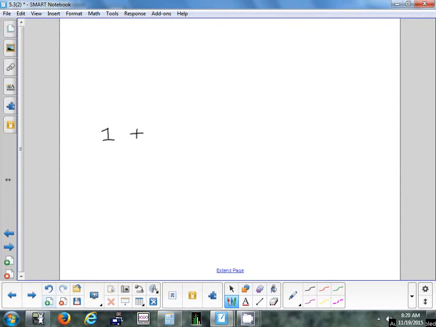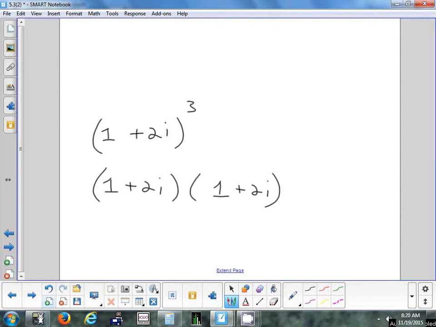Let me just take, and I'm not even going to use big numbers, 1 plus 2i, and I'm going to cube it. If I wanted to do this out in rectangular, it means to do this: 1 plus 2i times 1 plus 2i. We did that yesterday, but now we have one more. And the way you do it, you just go one step at a time.